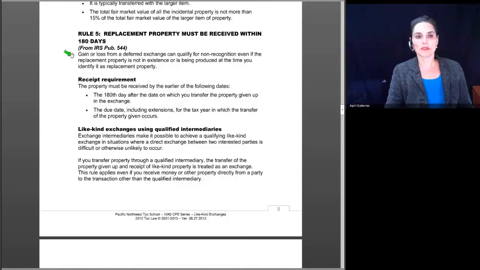Gain or loss from a deferred exchange can qualify for non-recognition even if the replacement property is not in existence or is being produced at the time you identify it as replacement property. So what is the receipt requirement? Well, the property must be received by the earlier of the following dates: 180 days after the date on which you transfer the property given up in the exchange, or the due date of the return, including extensions, for the tax year in which the transfer of the property given occurs.